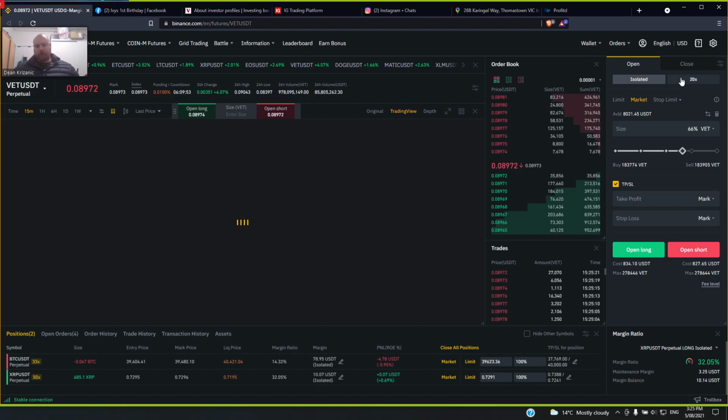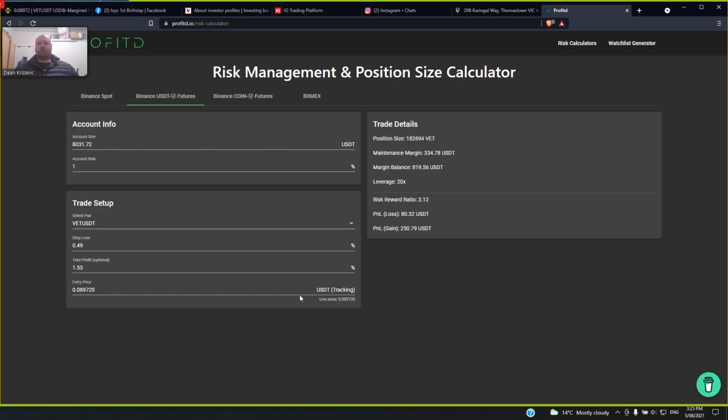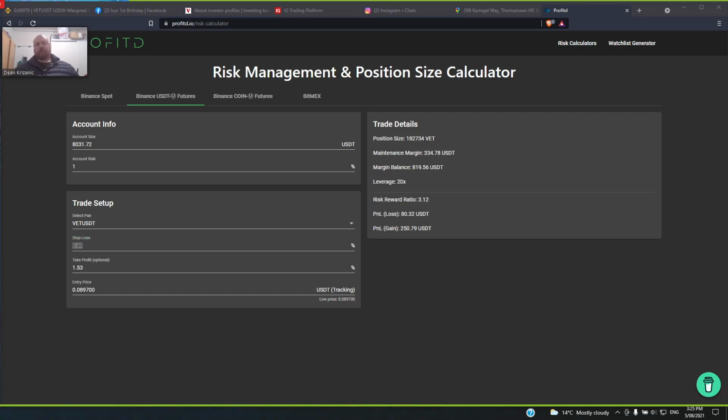182 is like just at 20x. So yeah, my position size will be $834. But when I put in, what should happen is, if my stop loss is only 0.49%, okay, 0.49% from the current price. I'll just go over here, transition it.